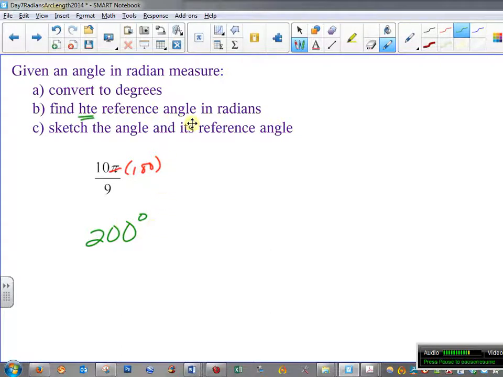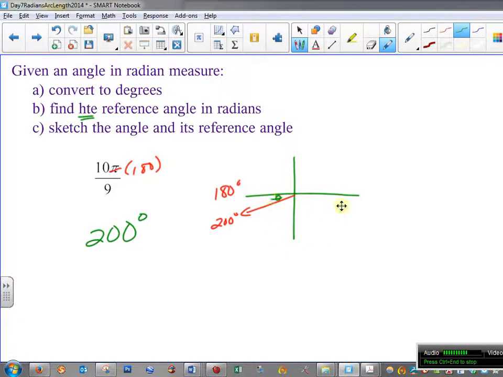And now it says find the reference angle in radians. Well, to find the reference angle, let's sketch it out. 200 degrees would wind up in the third quadrant. The x-axis is 180. This is 200. Remember, theta is right in here.